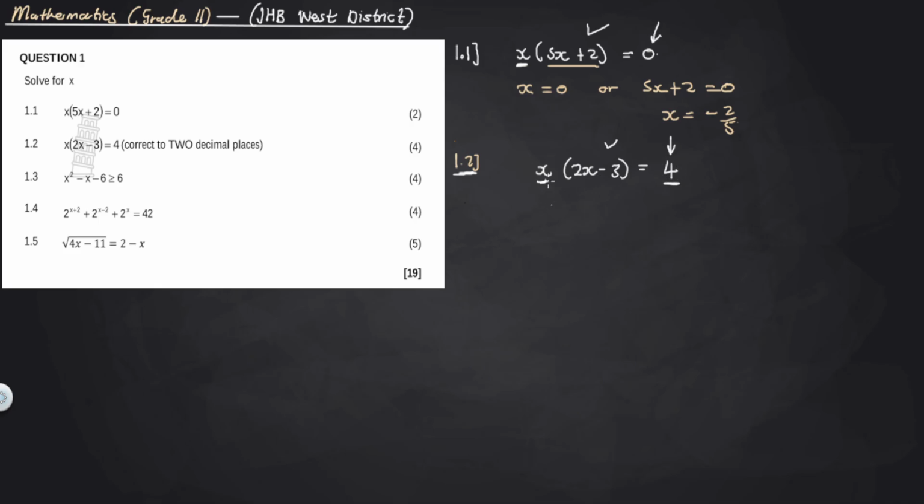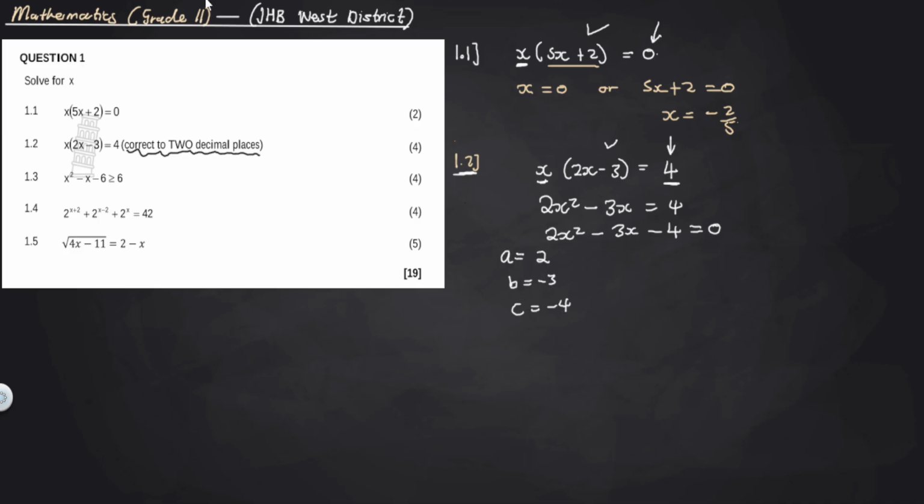This is what I'm talking about. The x should be multiplied inside the bracket. Then we go 2x squared minus 3x equal to 4. Then we leave 4 on the other side: 2x squared minus 3x minus 4 equals 0. You need to write your equation in standard form. Then you take out your ABCs: a is 2, b is minus 3, c is minus 4.